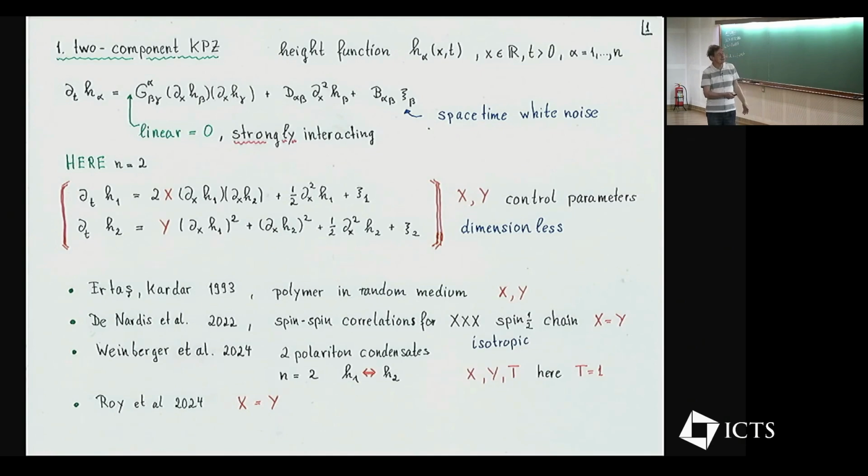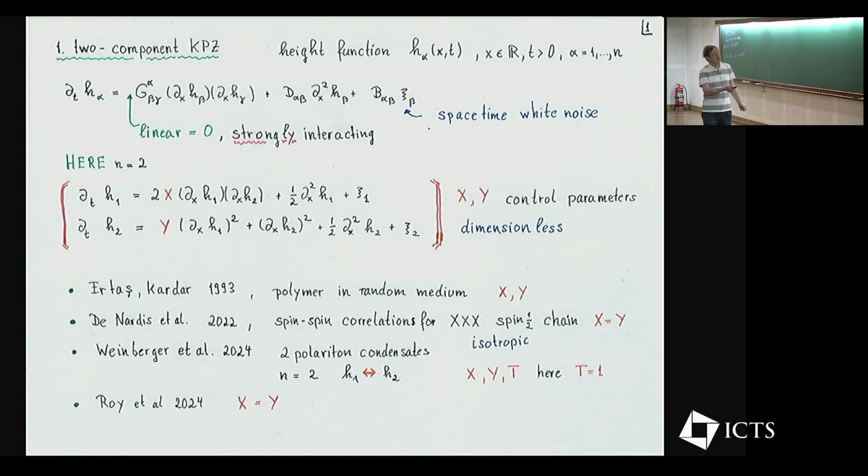And then recently there was even more direct motivation. This comes from the nonlinear optics, excitons and polaritons people, and they have two coupled nonlinear Schrödinger equations or Gross-Pitaevskii equations, so two condensates. And what happens in this case is that the condensates are, for physical reasons, symmetric under interchange. And so you have to require that the equations up here for n equal to 2 are symmetric under interchange.